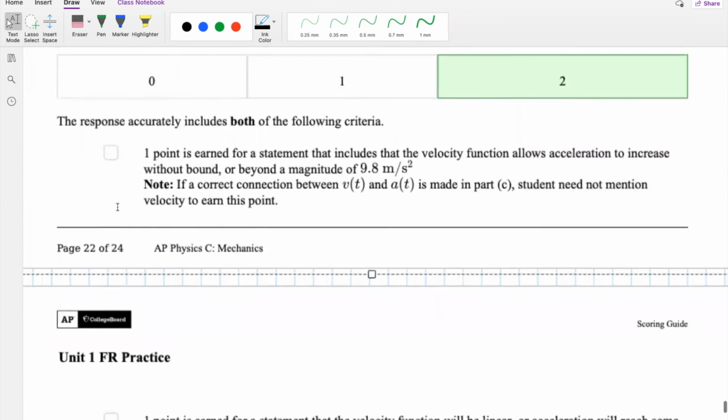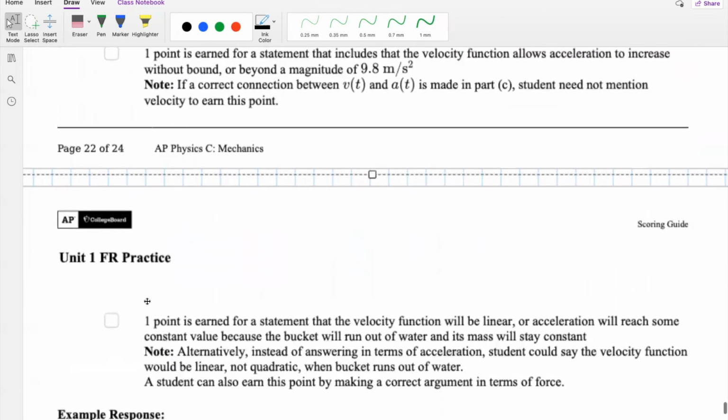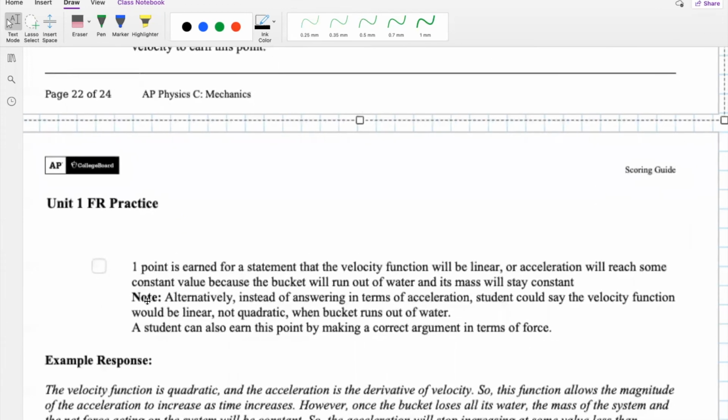And not only that, the acceleration really is going to be different. It's going to be given by that expression I wrote on the previous page. And then the other point here is earned for a statement that the velocity function will be linear, or that acceleration will reach some constant value because the bucket has run out of water and its mass will stay constant. That was the second part I was referring to, where I wrote that expression.